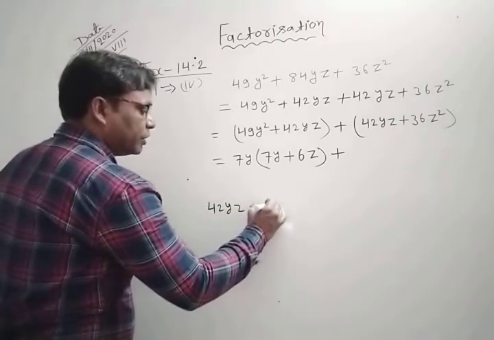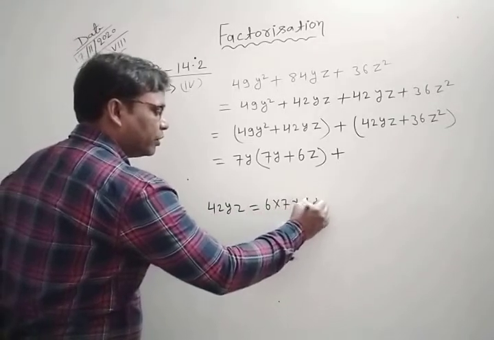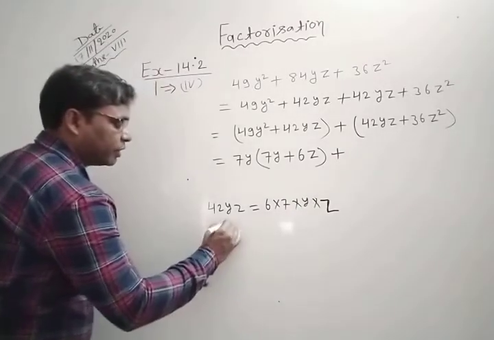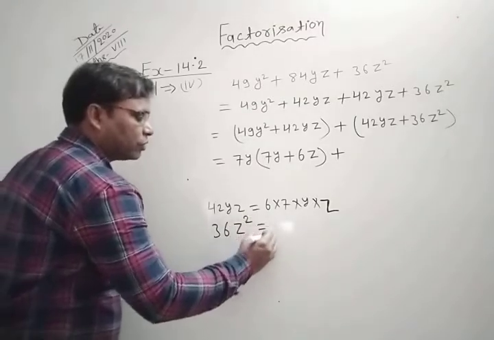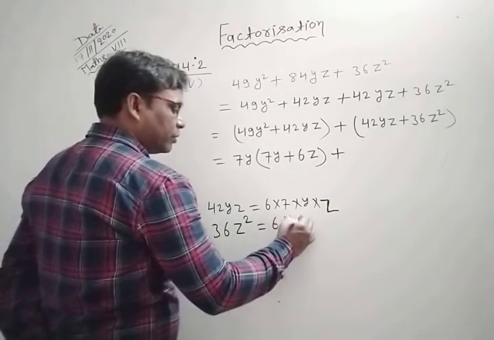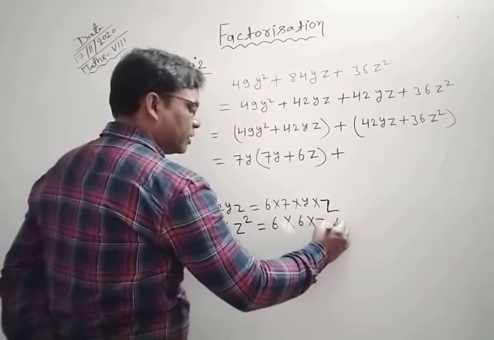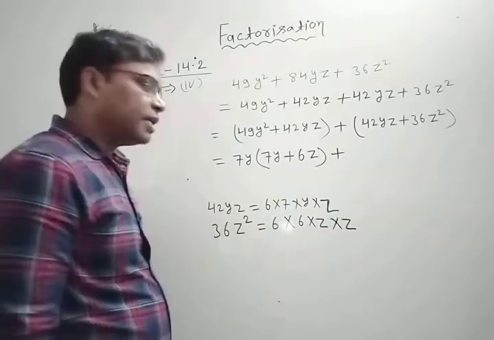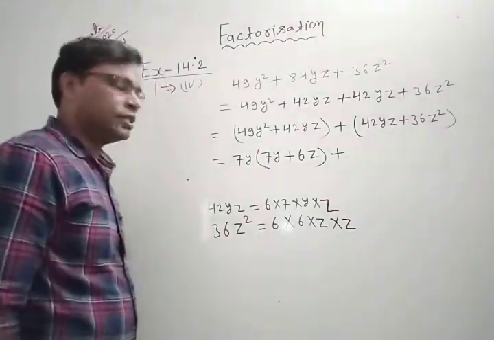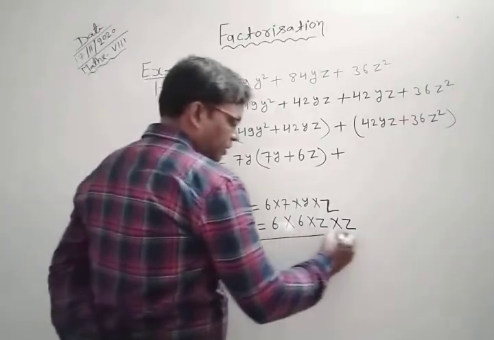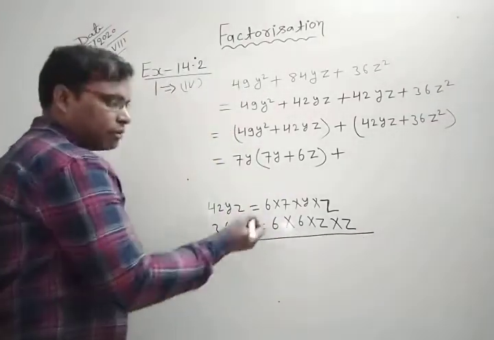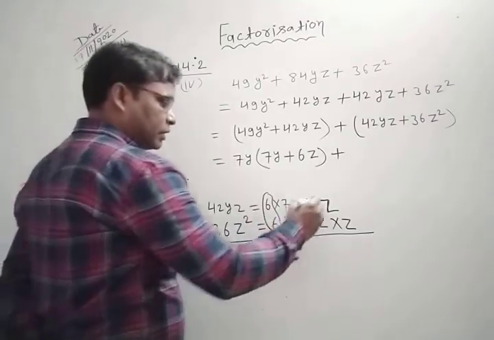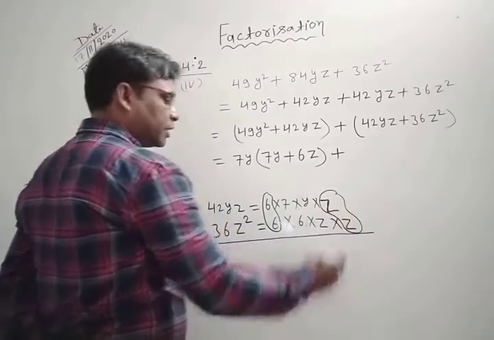You can write it 6 into 7 into y into z. Clear? And 36z square. Also you can write it 6 into 6 into z into z. 36 is 6 into 6 and z square is z into z. So what have you seen here? What is the common between them? So you can see common here 6 and z, two terms here common, 6 and z.